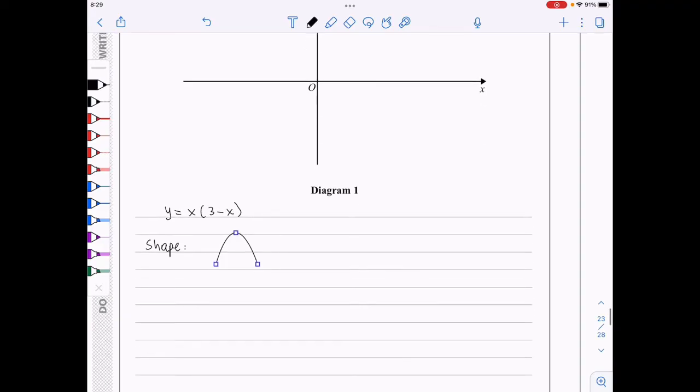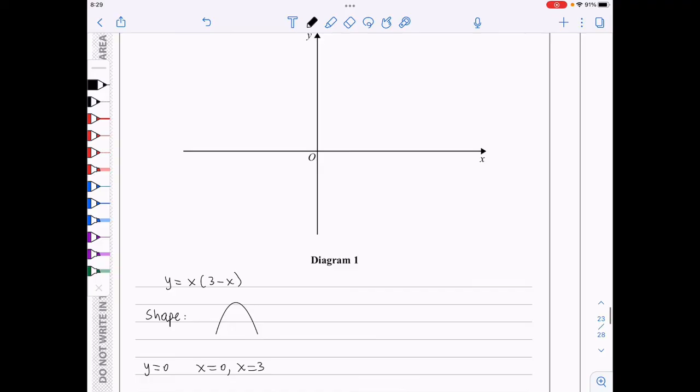It's in a factorized form, so when y is 0, x is 0 or x is 3, which means we've got the cuts on the x-axis. It's gonna be something like this. So we will be having cuts at 0 and 3, and that's y is equal to x(3 minus x).